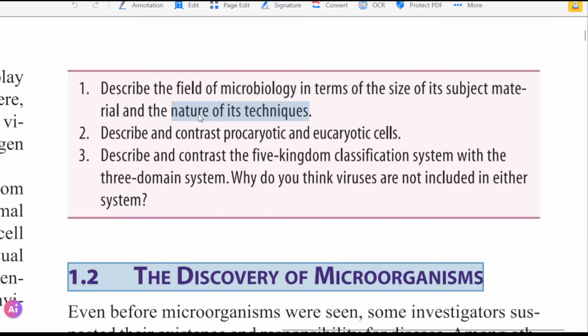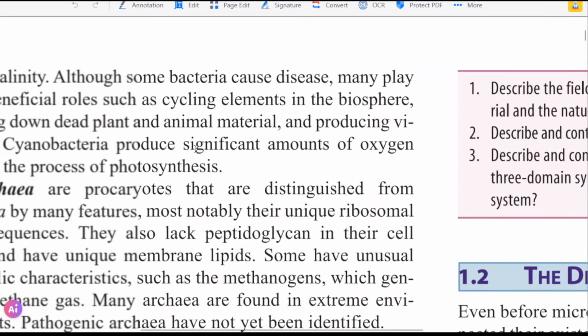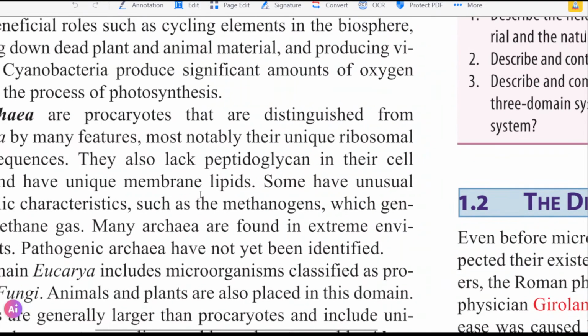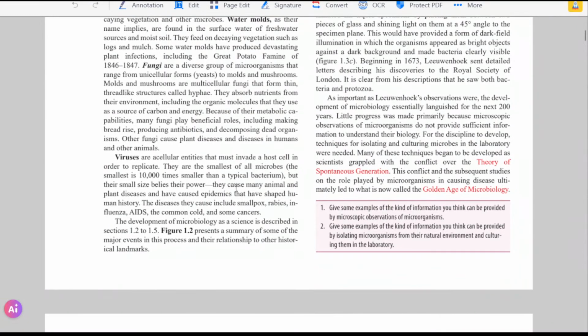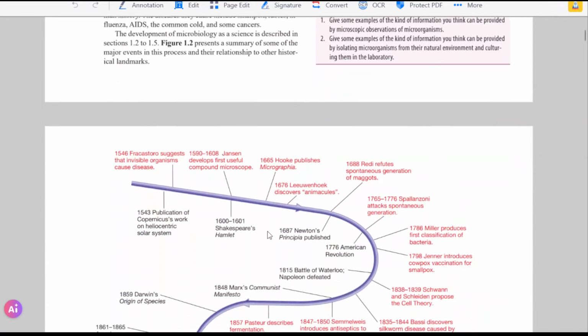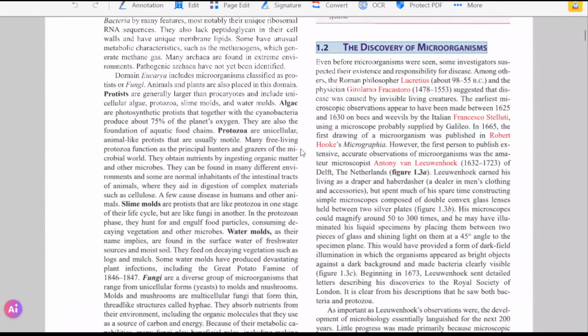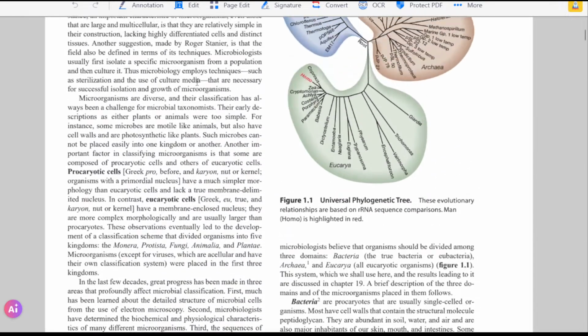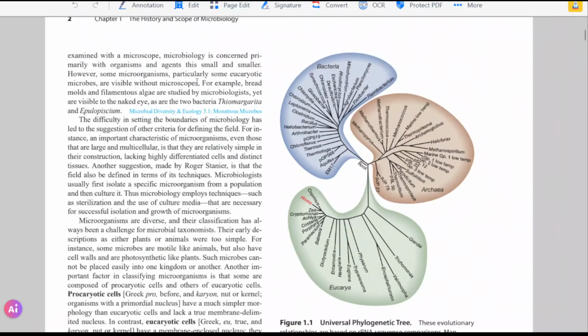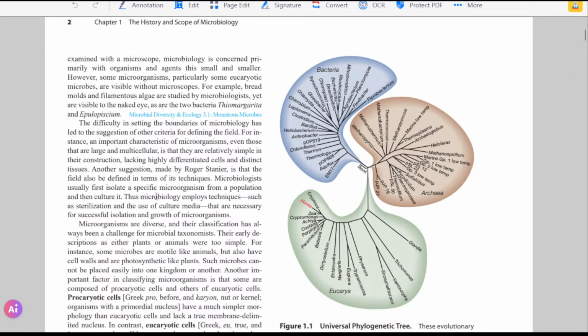The basic techniques are the culturing of microorganisms and Gram staining. We studied somewhere here, so they included molds as well. Microbiology is actually defined in terms of its culturing techniques and its classification. Wait, there was something else written here. Microbial classification. Anyway, in techniques, here it is: technologies such as sterilization and the use of culture media.